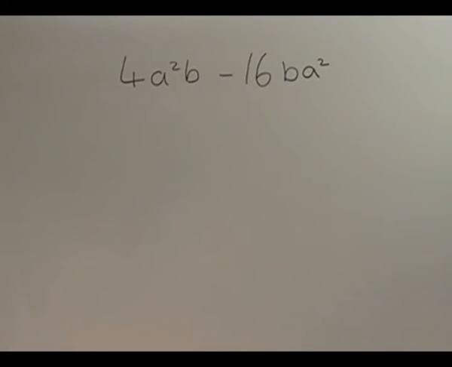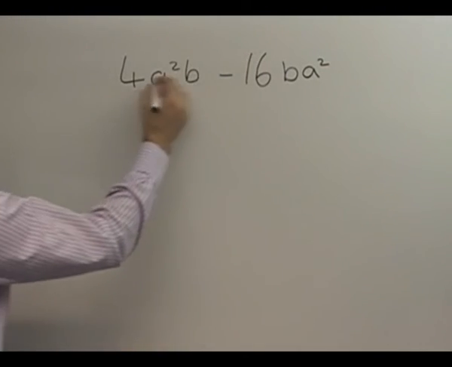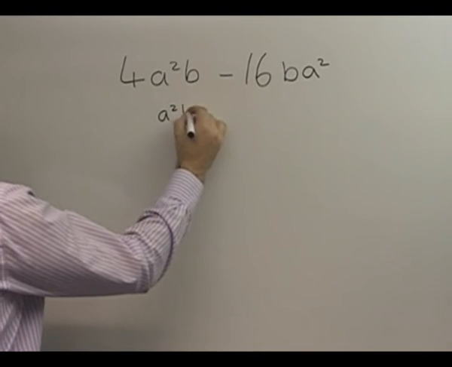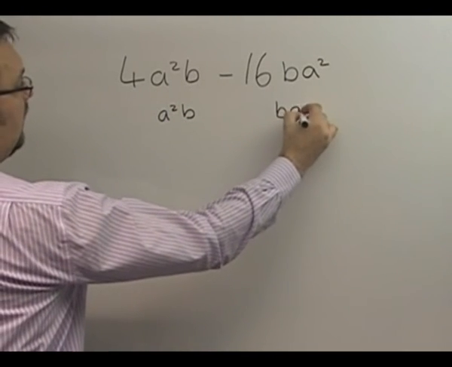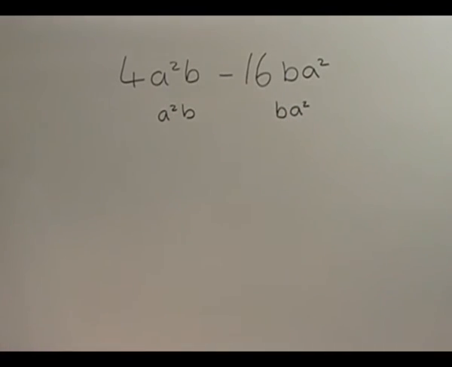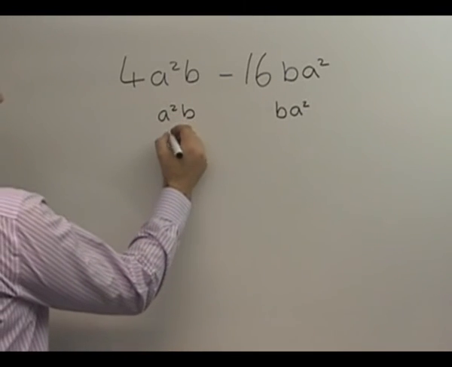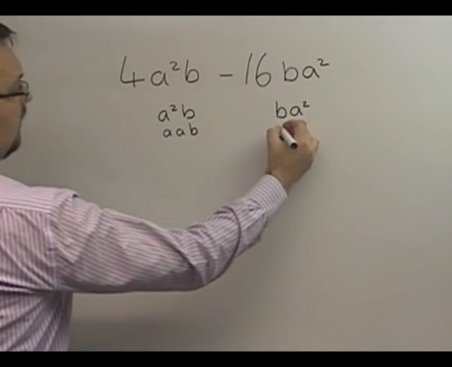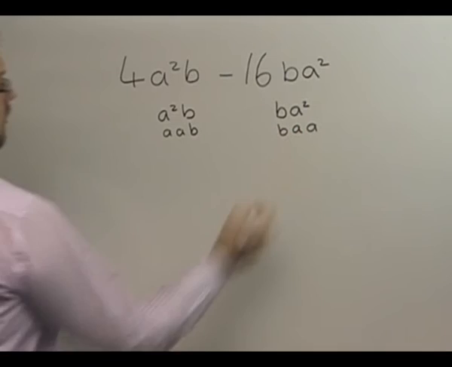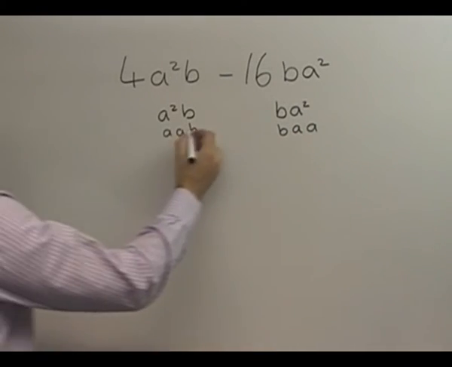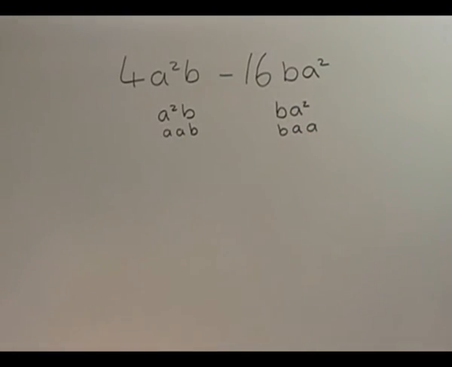This is the last mistake that I want you to watch out for. Make sure you don't do anything wrong when you see this kind of question. First of all, the thing I'm trying to point out is that a squared b is the same as b a squared, and not to worry about that. It's a times b, and this is b times a times a. So the answer for those will be the same as each other.